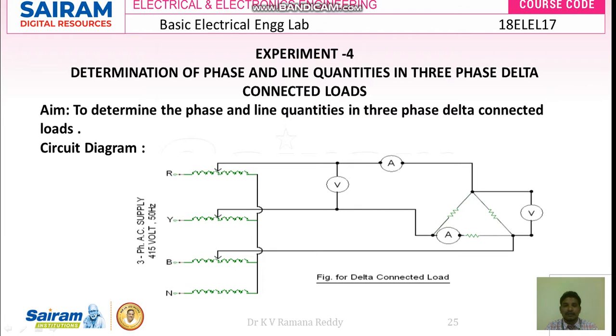If you want to perform the experiment for this delta connected load, here we are going to verify that line voltage is equal to the phase voltage, but line current is equal to root 3 times the phase current, and phase current is equal to 1 by root 3 times the line current. This is the information we are going to obtain by conducting this experiment.